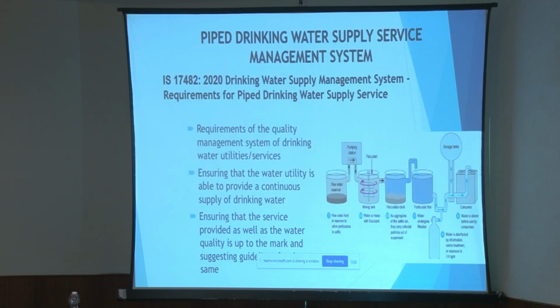This is the piped drinking water supply service management system, IS 17482:2020, where IS is Indian Standard. This is the drinking water supply management system, requirements for piped drinking water supply service. This is one of the SDGs, quality water to all: the requirements of a quality management system for drinking water utility and services, ensuring that the water utility is able to provide continuous supply of drinking water, ensuring that the service provided as well as the water quality is up to the mark, and that suggested guidelines are followed for the same.